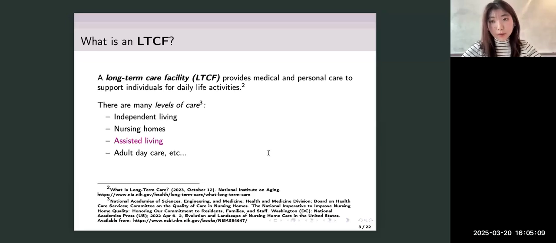For our specific model, we decided to focus on assisted living because individuals in these facilities tend to be more mobile. As a result, we can see resident-to-resident and also resident-to-environment interactions, which were two things that we were very interested in. The average stay was roughly 20.3 months in assisted living care facilities.